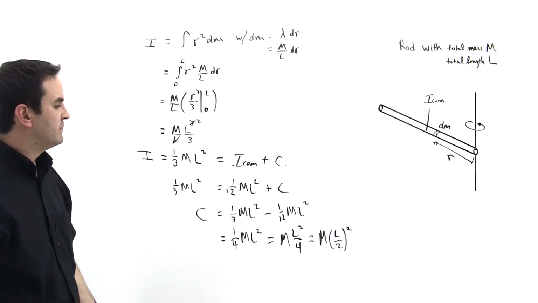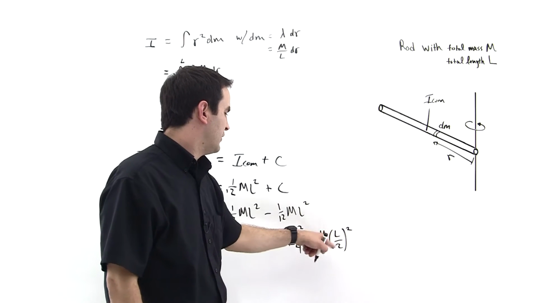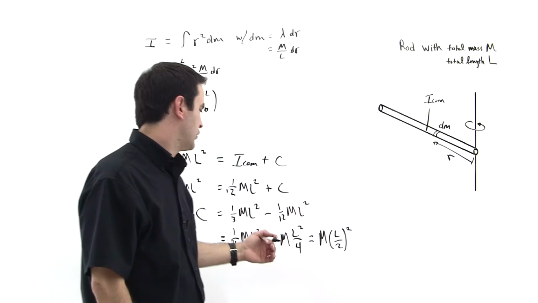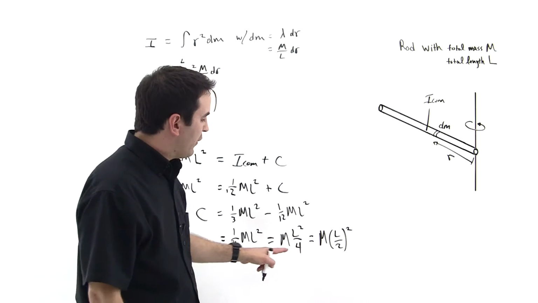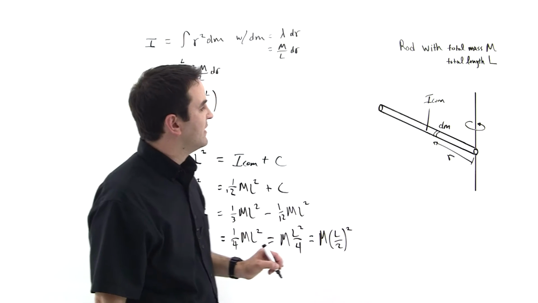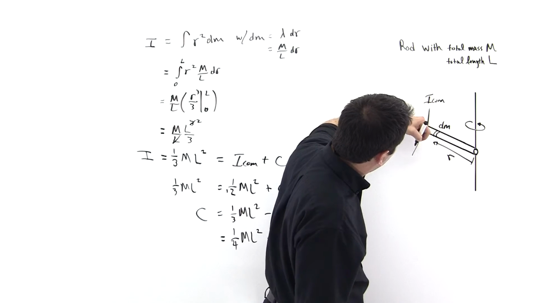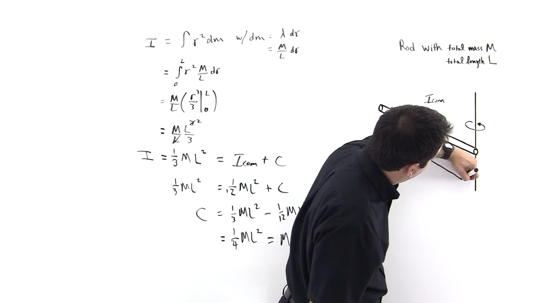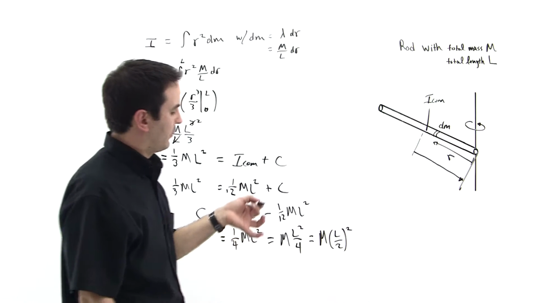That's true, isn't it? Right? Just square everything inside: L squared over 2 squared, which is 4, so L squared over 4. So this is the same as this. Well, notice what this L over 2 is. That's the distance from the center of mass to the axis of concern, right? So we'll call that D.